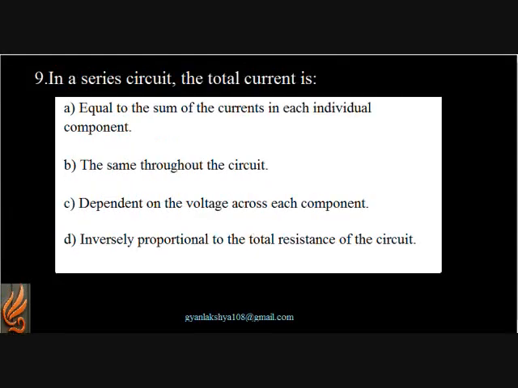In a series circuit, the total current is A. Equal to the sum of the currents in each individual component. B. The same throughout the circuit. C. Dependent on the voltage across each component. D. Inversely proportional to the total resistance of the circuit.